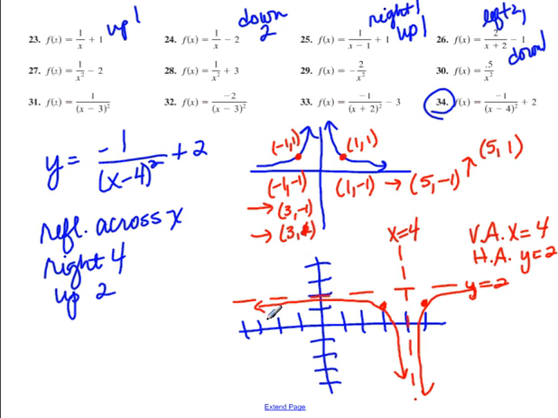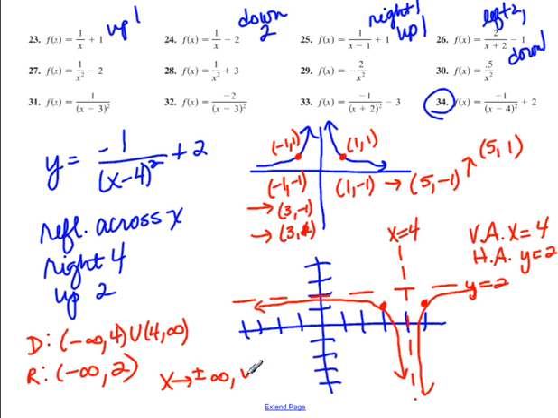So what is the domain and range of this one? The domain is negative infinity to wherever our vertical asymptote is, which is 4, union 4 to infinity. And our range is from the bottom up, so that would be from negative infinity up to our horizontal asymptote, which is 2. Okay? What about end behavior if you want to get into that? We know that as x is approaching plus or minus infinity, y is approaching our asymptote of 2. And as x is approaching 4 from the right and from the left, y is approaching negative infinity.